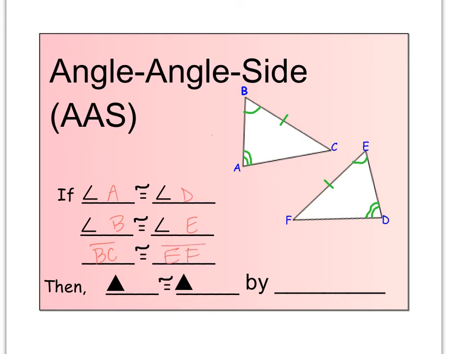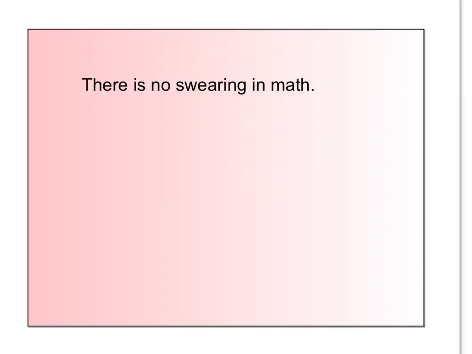If that happens, that's going to be enough to say triangle ABC is congruent to triangle DEF, and this time it's by angle, angle, side. So we've learned side-side-side, side-angle-side, angle-side-angle, angle-angle-side. You might be wondering about ASS. Well, there is no swearing in math, of course, but there actually is no ASS theorem, and here's why.